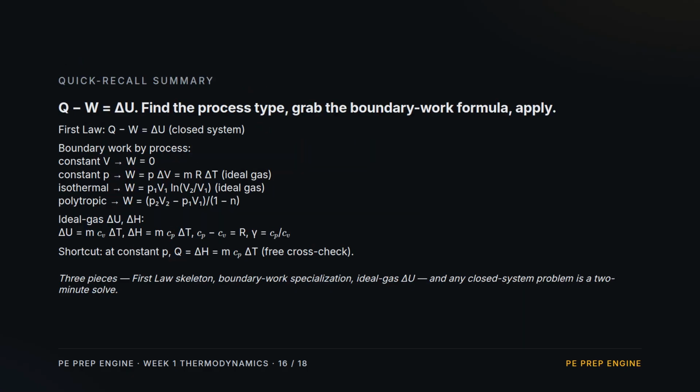Quick recall. Q minus W equals delta U, W positive out. Memorize the 4 boundary work formulas. Know the ideal gas relations. Delta U uses Cv, delta H uses Cp, Cp minus Cv equals R, and the constant pressure shortcut, Q equals m Cp delta T. Those 3 pieces handle any closed system problem.